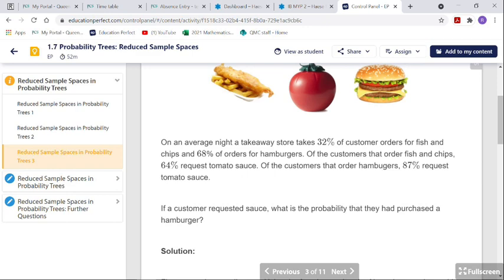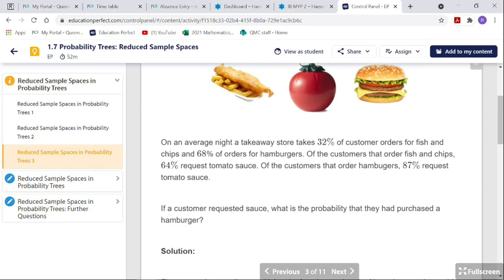So this one doesn't give you the given, but it gives you the if. And what is my if here? That they requested sauce. So that's going to be the thing I'm going to be dividing by. Right? That they requested sauce. Does that make sense? Okay.